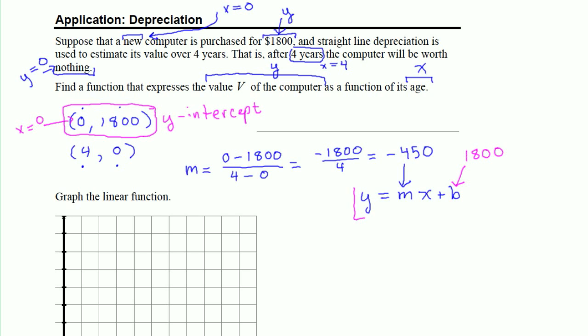And for my final answer, I want this to be the function v, so I'll call this v of x instead of y. So v of x equals negative 450x plus 1800.